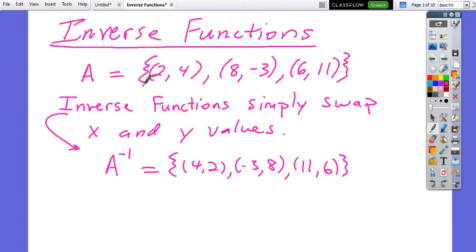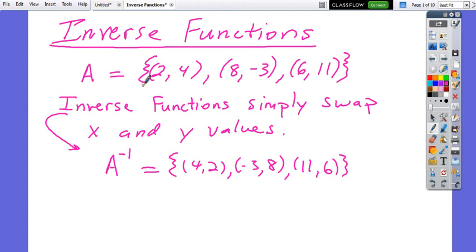All right, now, notice that these three ordered pairs do not have any repeating x values. What does that tell you about this relation? If the x values do not repeat, then it is called a function. Yes. All right, so this is actually a function.